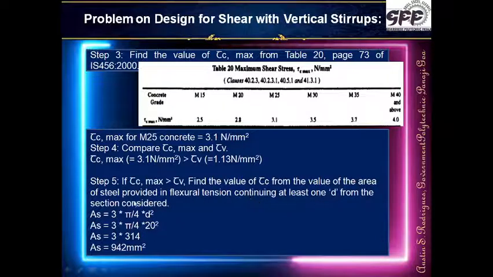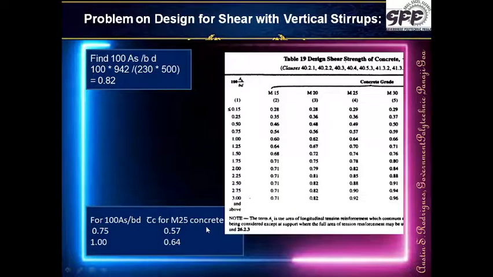So consider the area of steel provided in the flexural tension. If it is at the support, there is no problem, I don't have to bother about this. So AS is 3 times pi by 4 into d square. It is 3 times pi by 4 into 20 square because 3 bars of 20 are provided. So we get AS as 942 mm square.